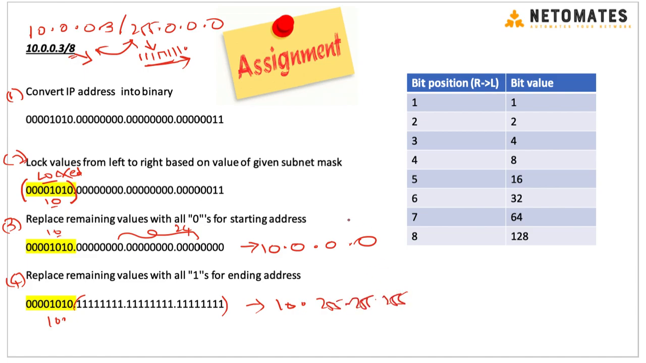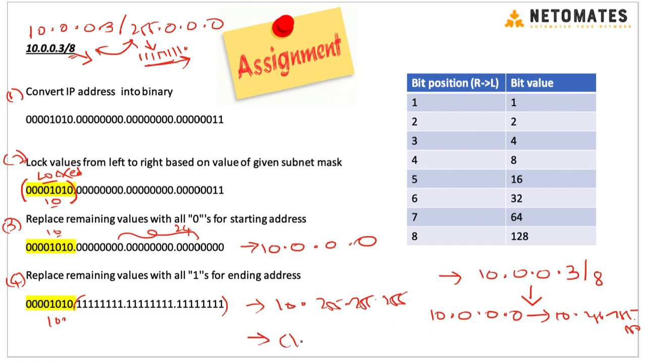The value of this will be 10.255.255.255. So when you give a machine this IP and subnet mask, it will do the same calculation and identify that its own IP address is 10.0.0.3, and in the same subnet it will have addresses ranging from 10.0.0.0 all the way to 10.255.255.255. This is how a computer identifies how many other IP addresses are in the same subnet.